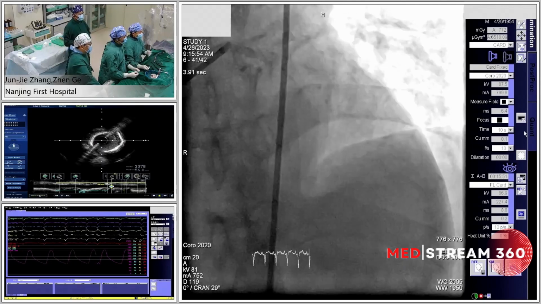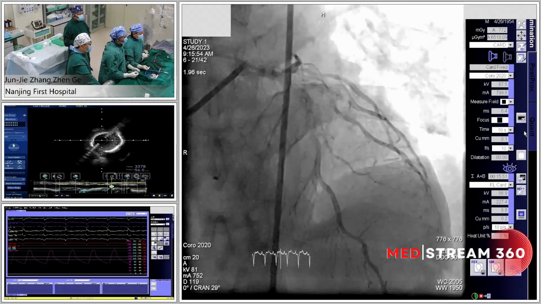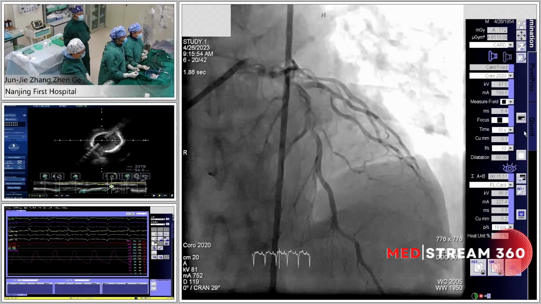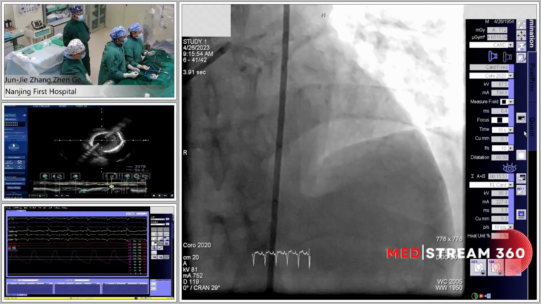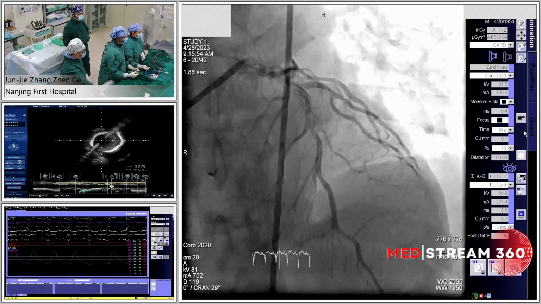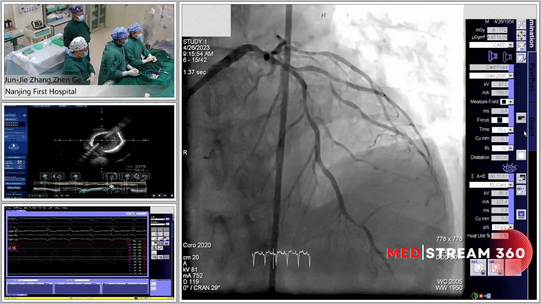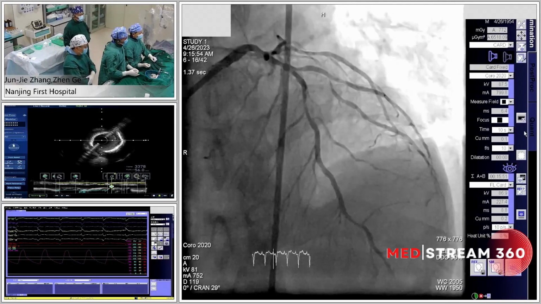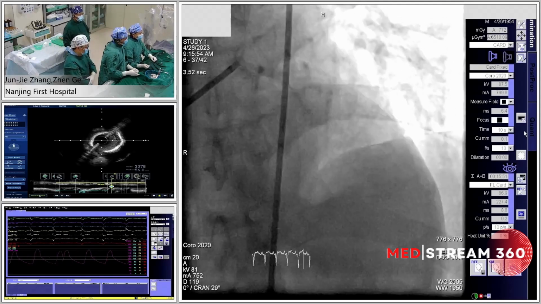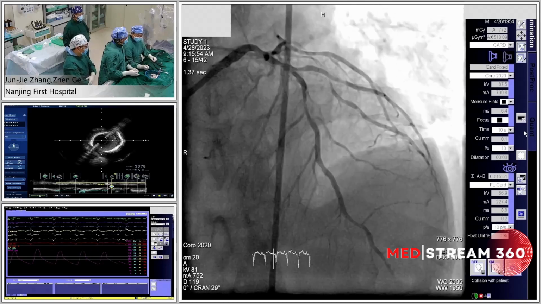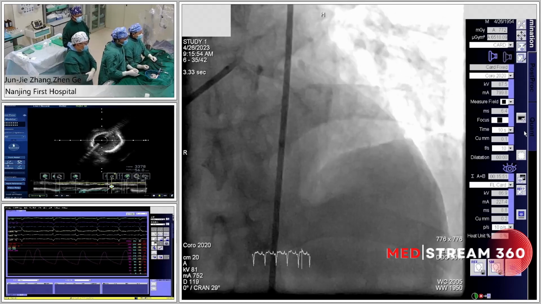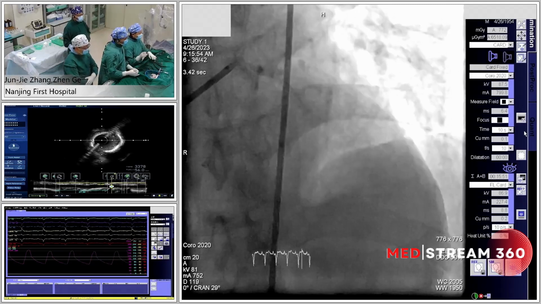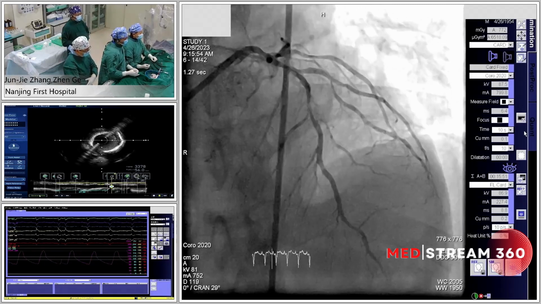From this angle, we can see the middle LAD has very significant stenosis, but from IVUS, we can see the calcification is mild, and the calcification is all focused on the proximal LAD. So I think the T-wave IVL may be a great choice for this calcification. T-wave is a Chinese domestic device, and I want to use it for this calcification.